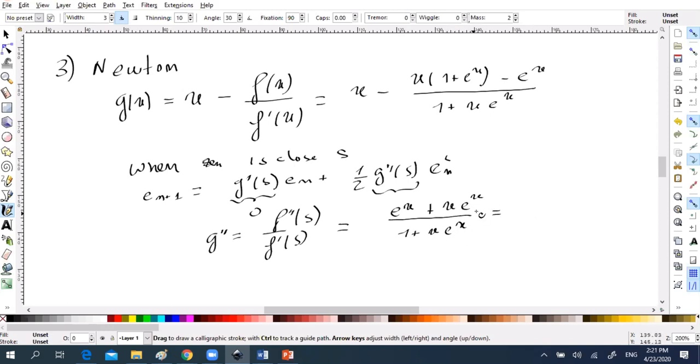So we have to see if this quantity must be inferior to 2 in order that we have quadratic convergence here. en plus 1 must be inferior or equal to en squared. Now let's see if we can show this.